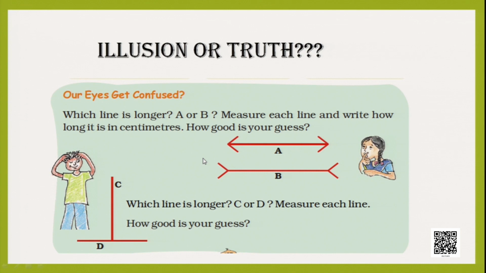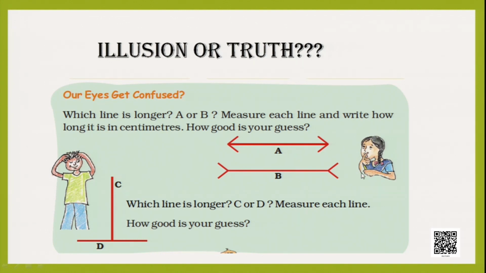For that, you have to use, yes, the ruler. You can use the ruler to find out the length of line A in centimeters and the length of line B in centimeters, and you can compare if A is greater than B, or A is smaller than B, or if A is equal to B. Whether Meena is correct or Mohan is correct, you can only find out by measuring with the help of the ruler.